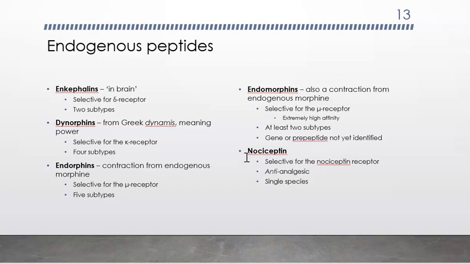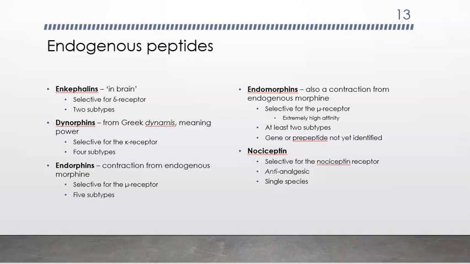Now, nociceptin is actually anti-analgesic. Analgesic effects mean pain-reducing effects, and this is anti-analgesic, so it causes pain. So this is what's responsible when you're feeling pain. There's only one species of the nociceptin peptide, so that's just nociceptin.